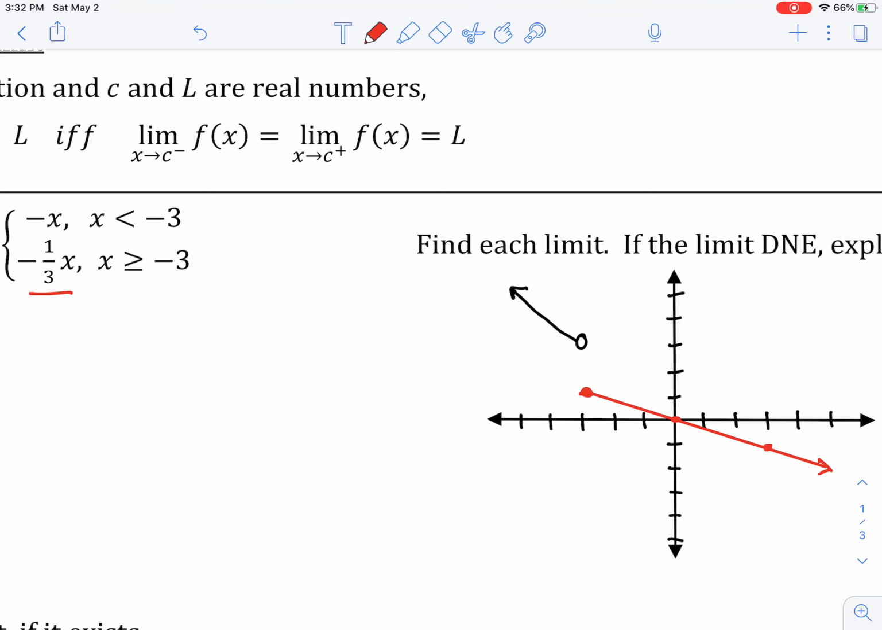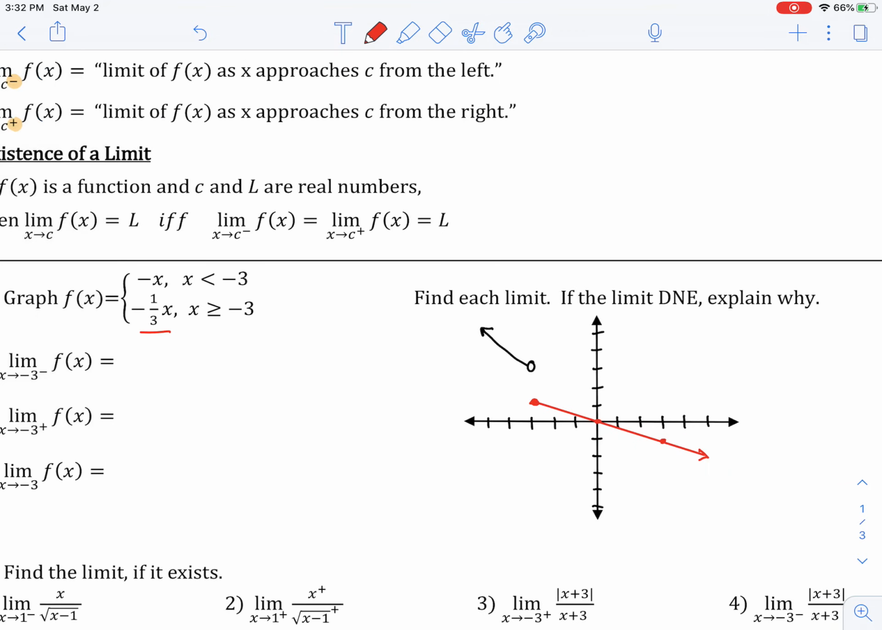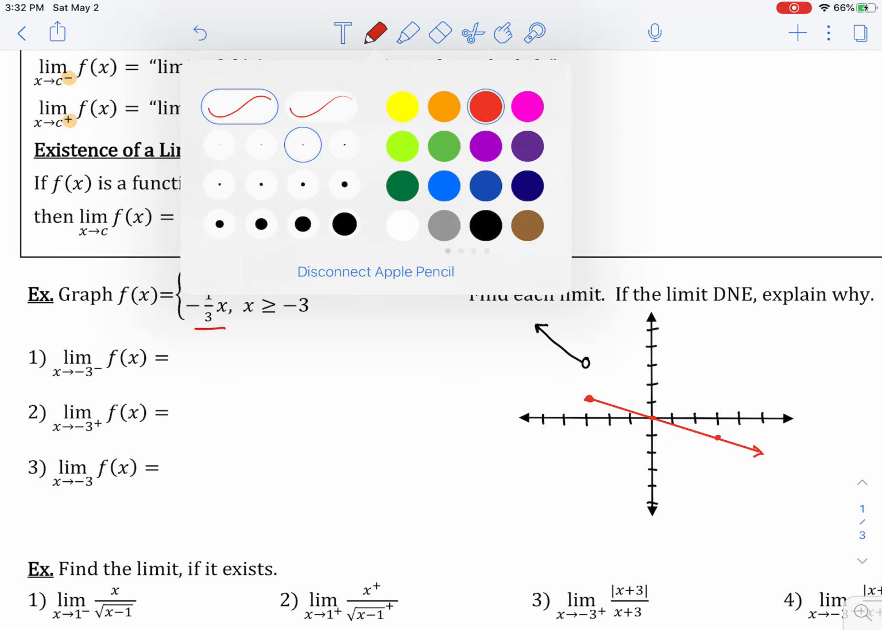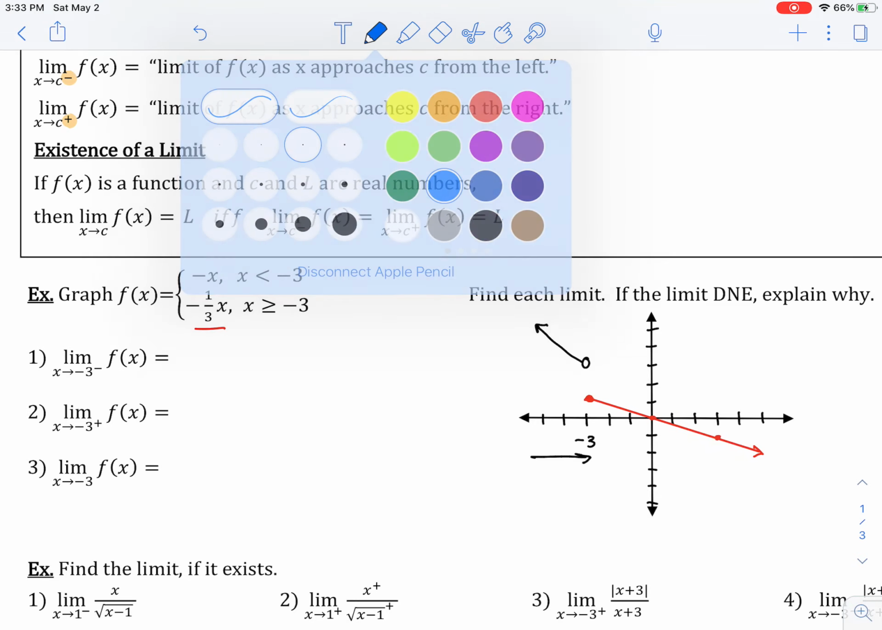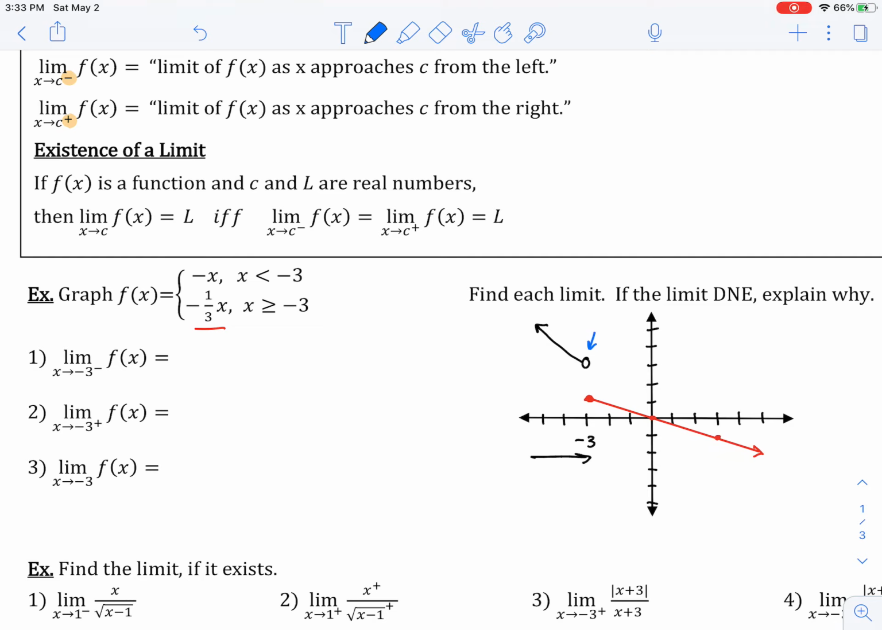All right, so now that we have that graph there, let's look at a couple of limits. I'm going to zoom out just so we can see the limit statements. So what is the limit of this function as x approaches -3 from the left? As we approach -3 from the left, in other words, we're going in this direction, what is our function approaching? Our function appears to be approaching this value, which would be what? It would be 3.